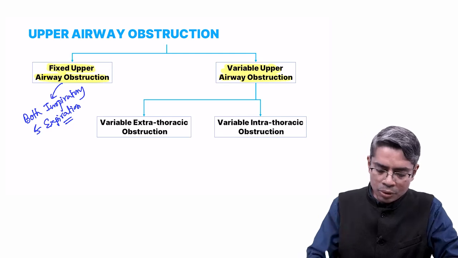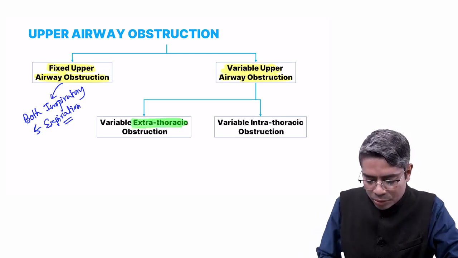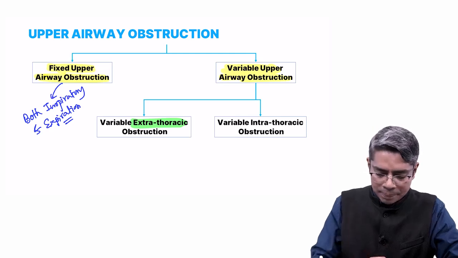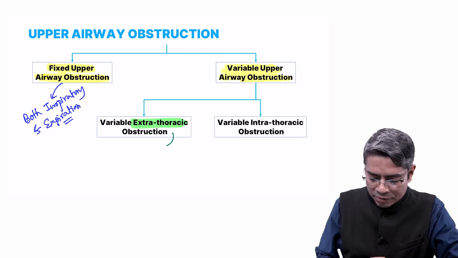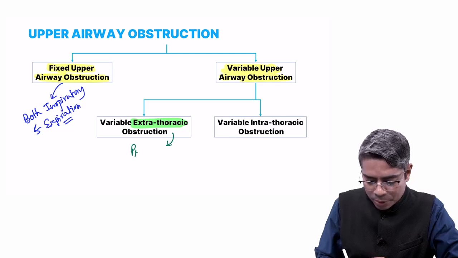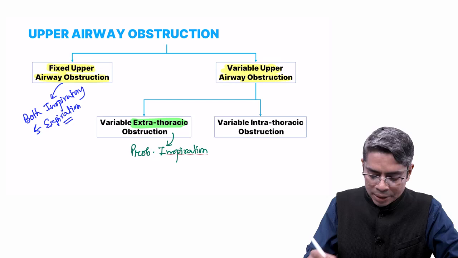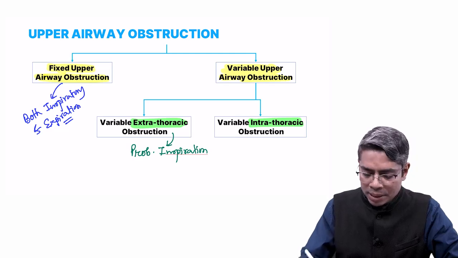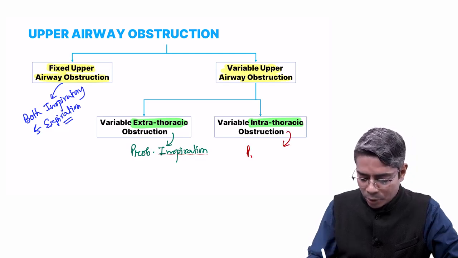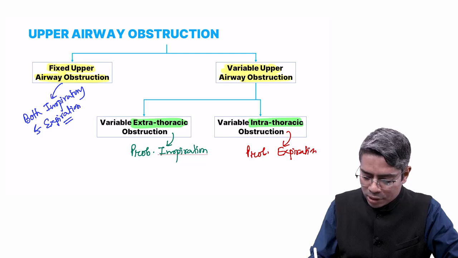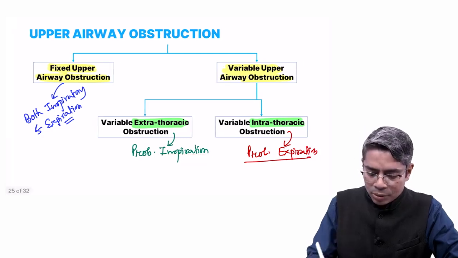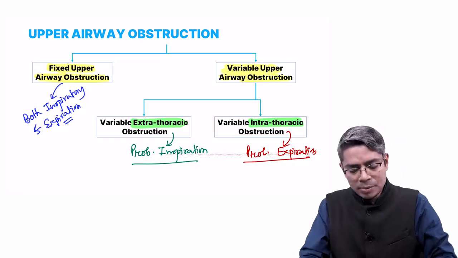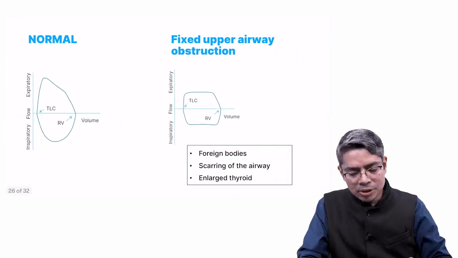So variable extrathoracic obstruction means the problem will be during the phase of inspiration. I will explain. And variable intrathoracic obstruction means the problem will be mainly during expiration. Getting my point? So extrathoracic means inspiratory problem and intrathoracic means expiratory problem. Okay. So this way I have to remember. Now, you try to understand.